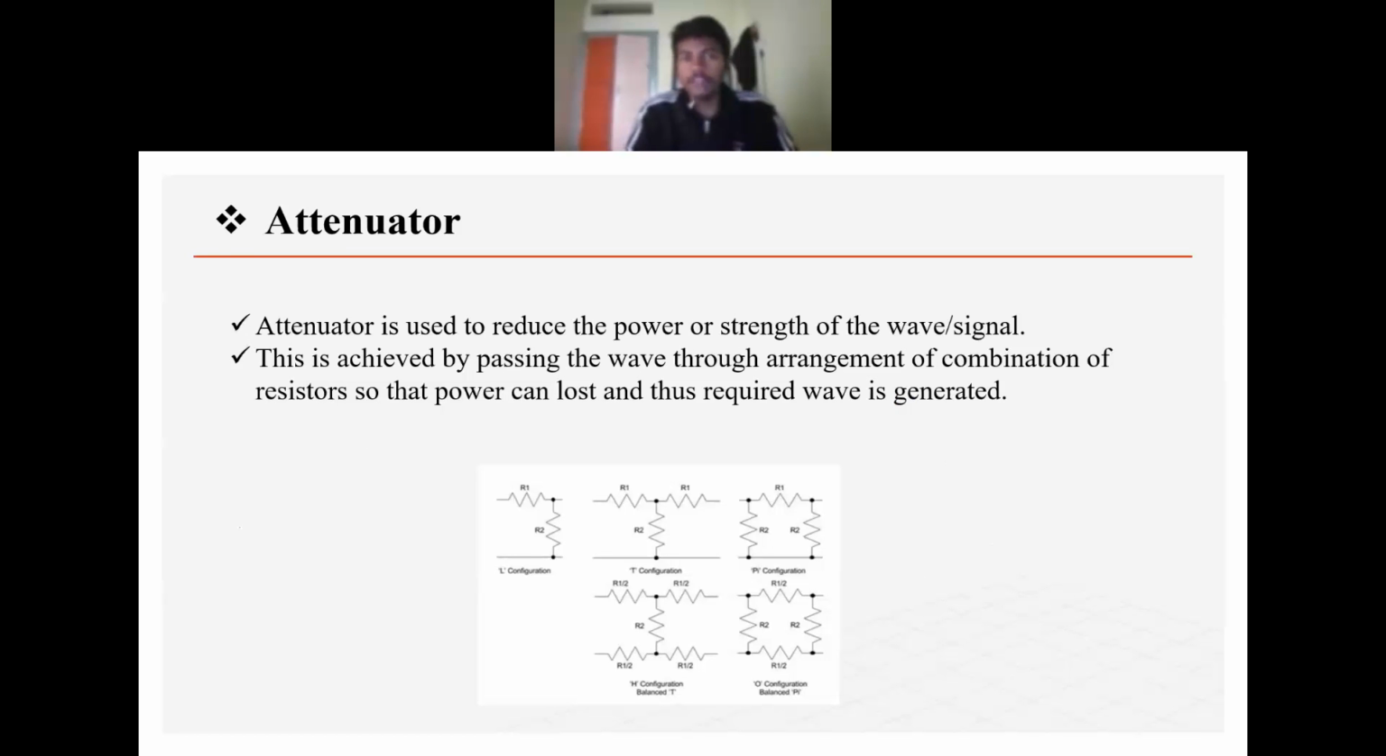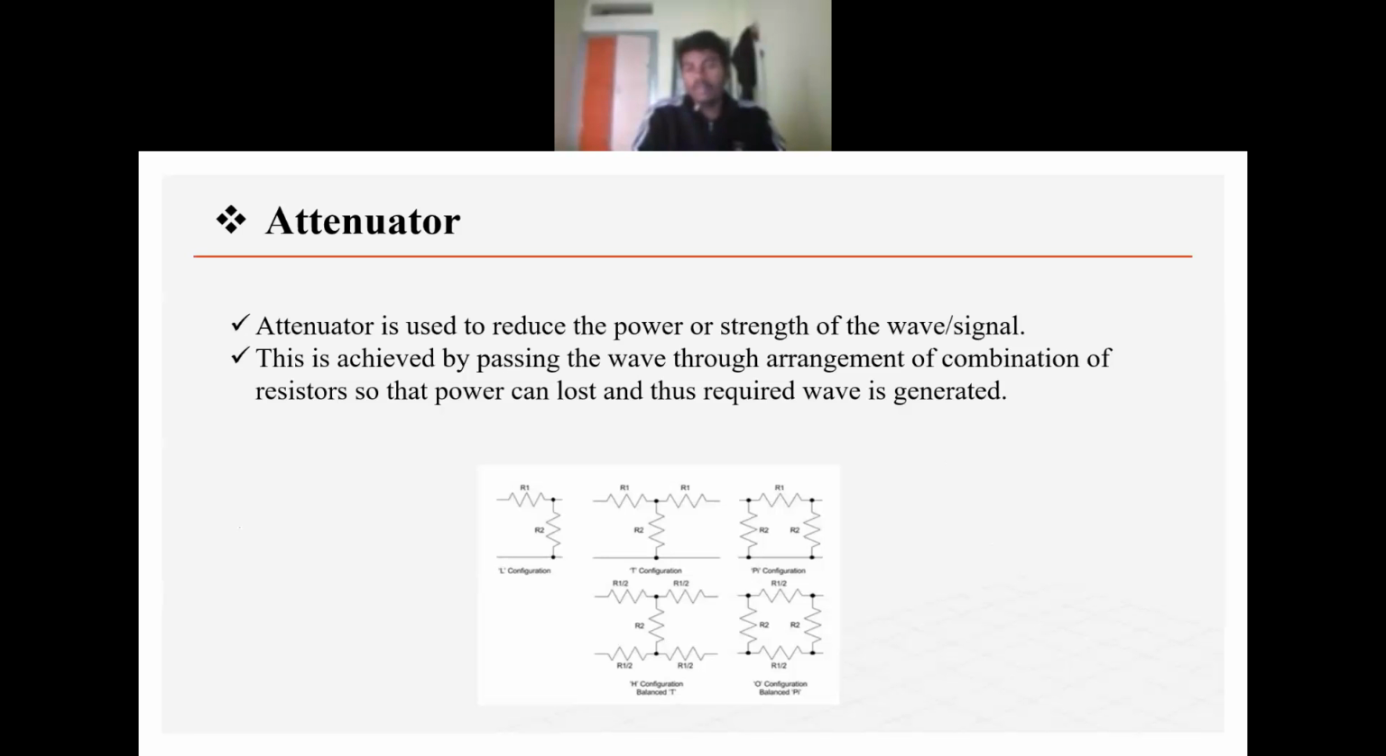Now here comes the attenuator. After the signal is amplified according to the required voltage or current, we will use an attenuator for reducing the power or strength of the wave. Sometimes the power generated by the oscillator will be more, and this cannot be handled by the equipment. So this has to be reduced as per the standards of that equipment. For this we will be using an attenuator.